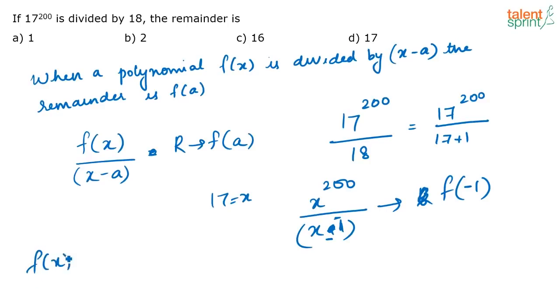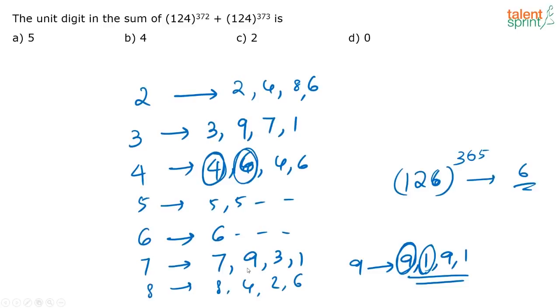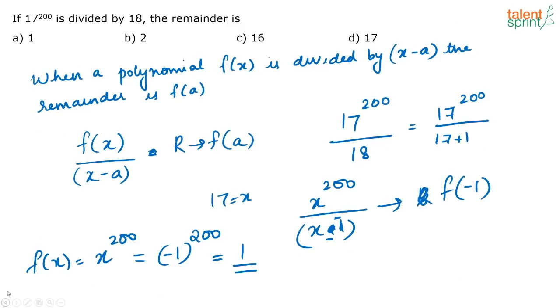What is your f of x here? Your f of x is x to the power 200. So in this, instead of x put minus 1. So minus 1 to the power of 200, you know, is equal to 1. Correct? So the answer for this question is 1. That is option A. Let me explain it to you once again.